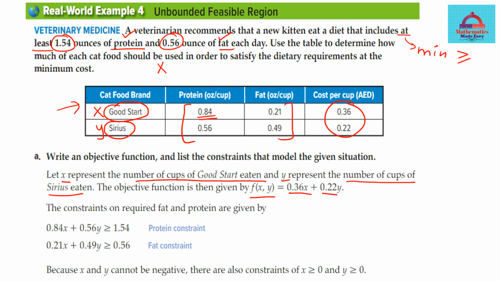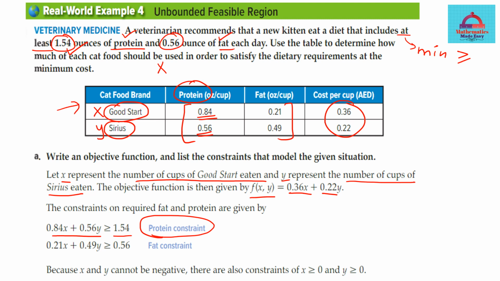So 0.84 times Good Start x plus 0.56 times Cyrus y should be equal to the total protein, and total protein should be at least 1.54. So this has to be minimum. So the total protein has to be greater than or equal to 1.54. This is your protein condition.